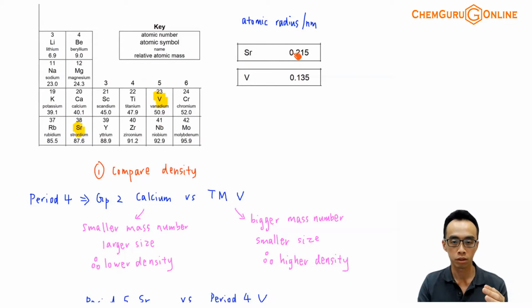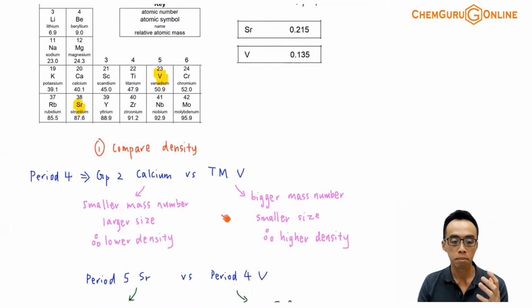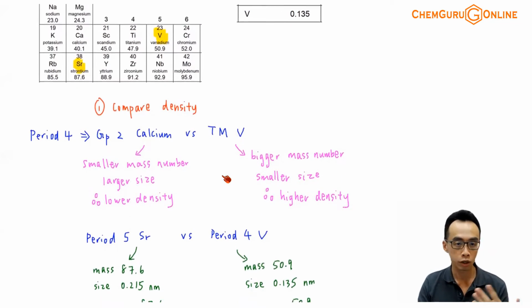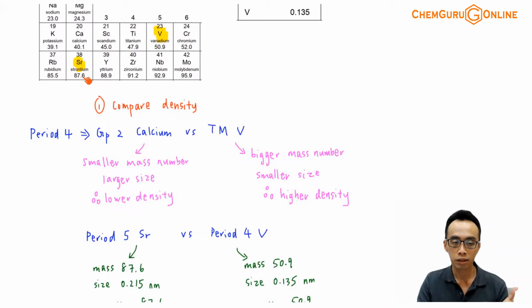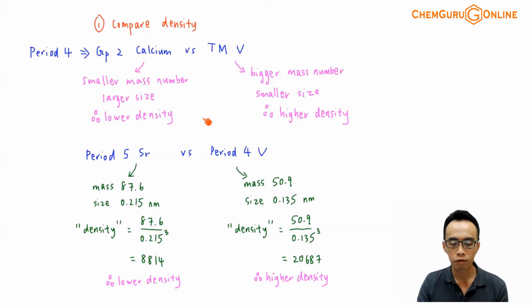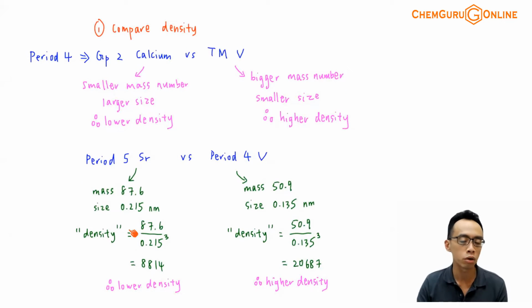The radius for strontium is 0.215, vanadium is 0.135. And the mass of strontium and vanadium, we actually also have that. The mass number for strontium is 87.6 and the mass number for vanadium is 50.9. So what I'm doing here, of course, is a very inaccurate way of trying to calculate the density, because I'm comparing vanadium, which is in period 4, and strontium, which is in period 5. So clearly the size or the mass of strontium will be larger, which means that maybe you'll make it denser, because the mass is bigger.